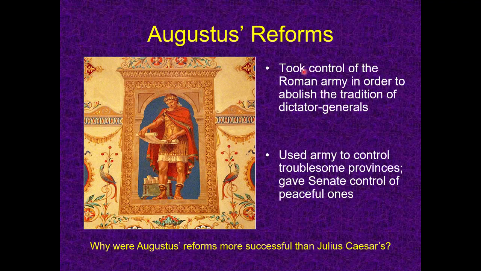So the emperor under Augustus takes control of the Roman army directly and takes it away from the Senate. And the emperor is going to use this army to control the troublesome provinces. Okay?